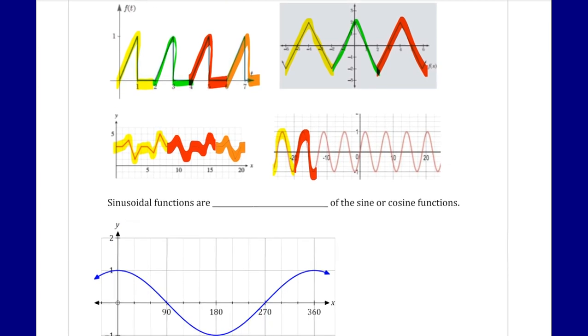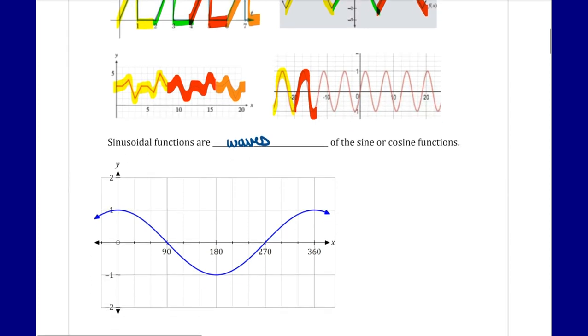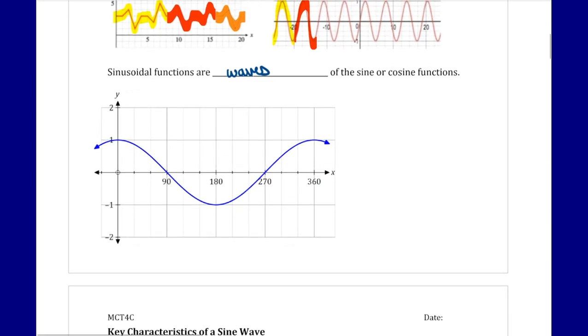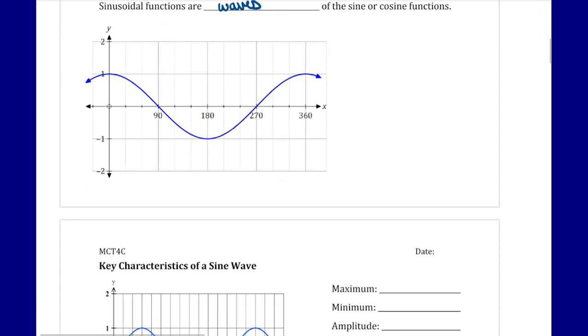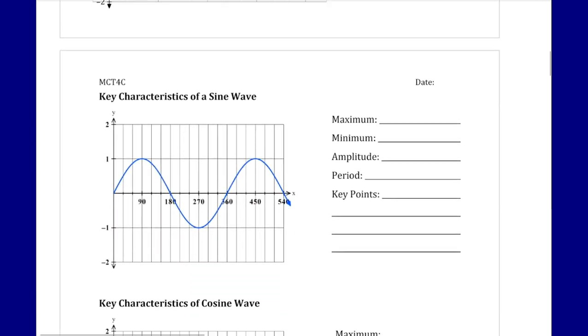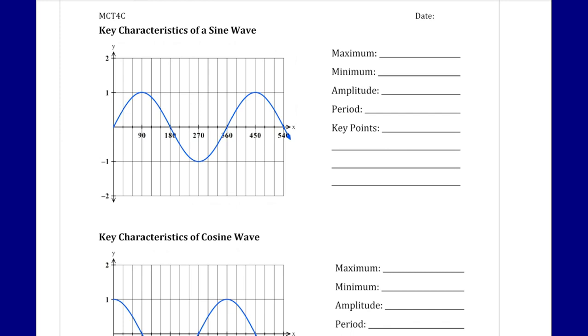The sinusoidal functions that we're going to be looking at are waves or repetitions of sine and cosine functions. So we're going to be looking primarily at the sine and cosine periodic functions, and this is an example of our cosine function. But before we get into looking at them in depth, we want to make sure we understand the key characteristics of each function. This is going to be important, especially when we start looking at the different changes that we can make to our sine wave.